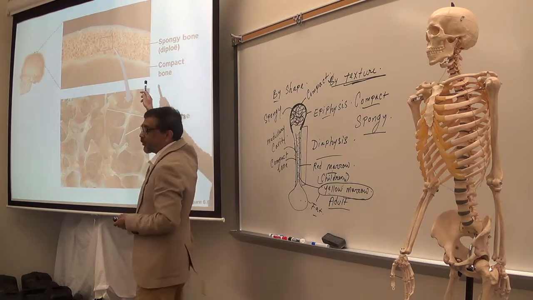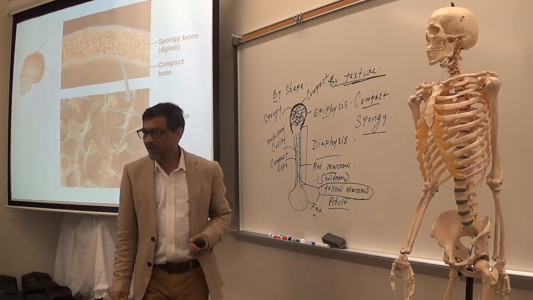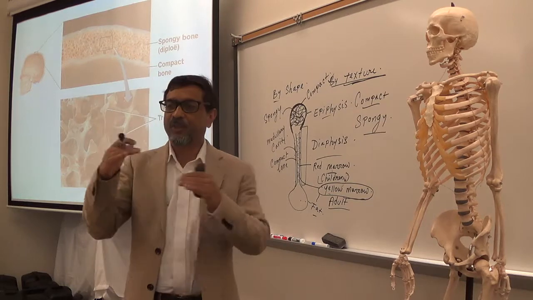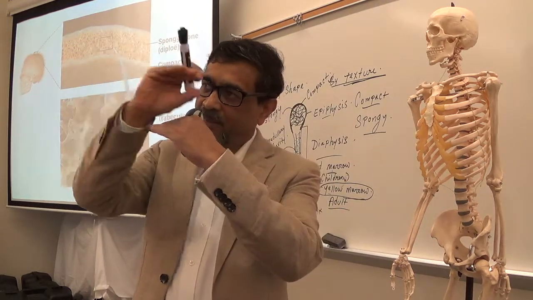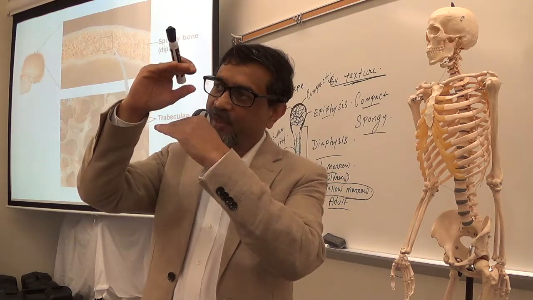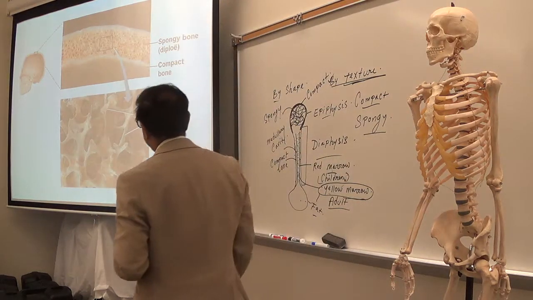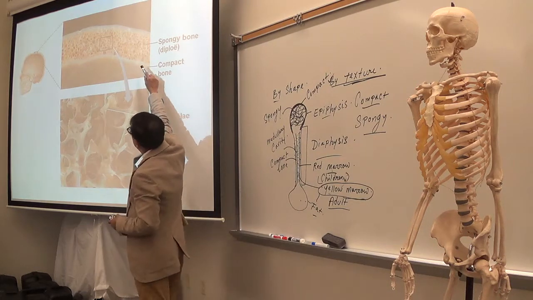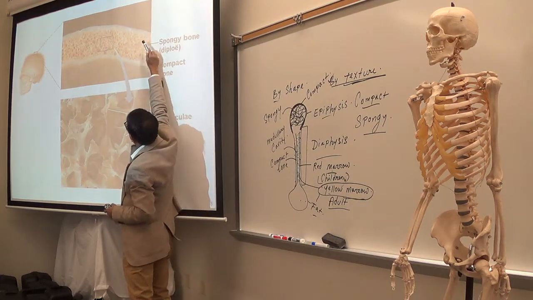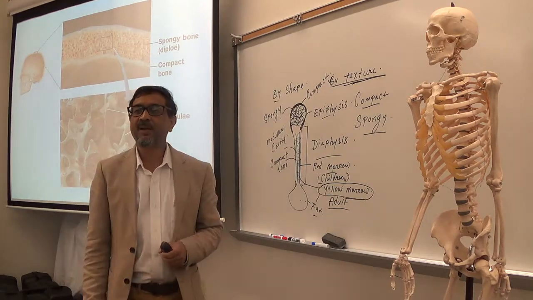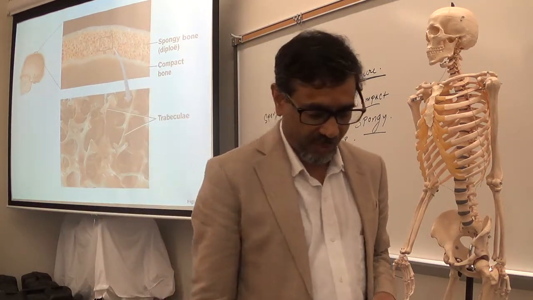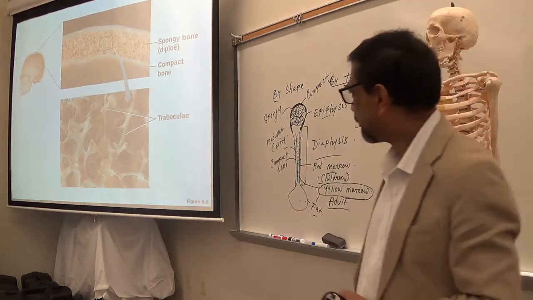Flat bone. If you see the structure of a flat bone, it looks like a sandwich. It has outer and inner compact bone, and in between, spongy. So you see here, compact, compact, and in between you have the spongy bone. This is the structure of a flat bone. Okay?